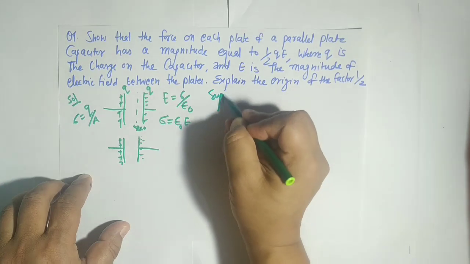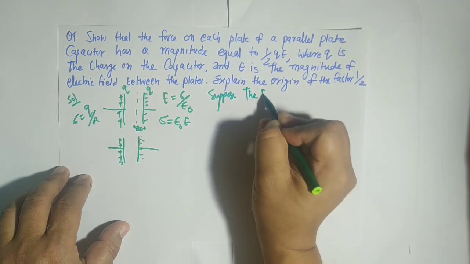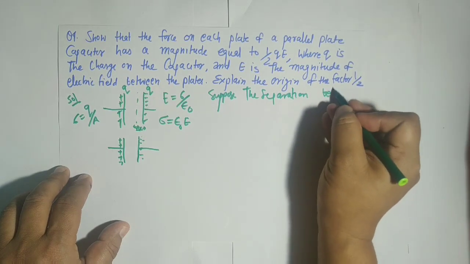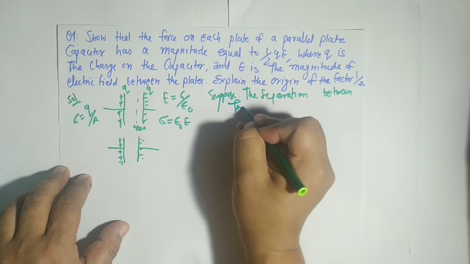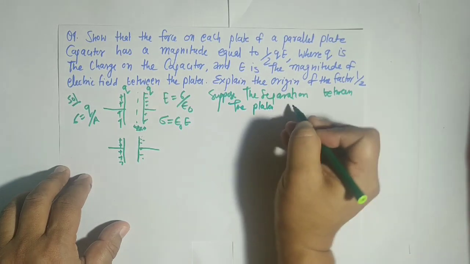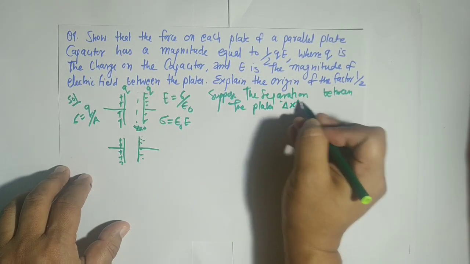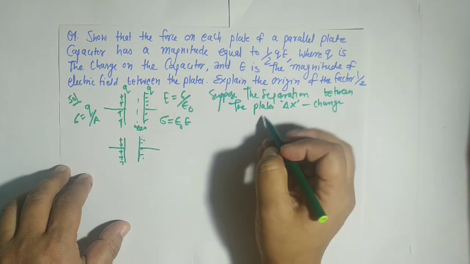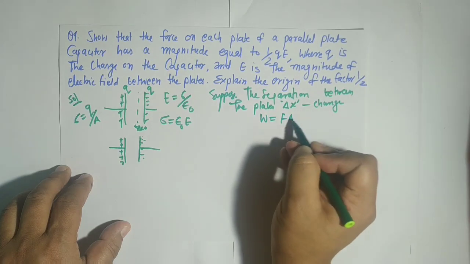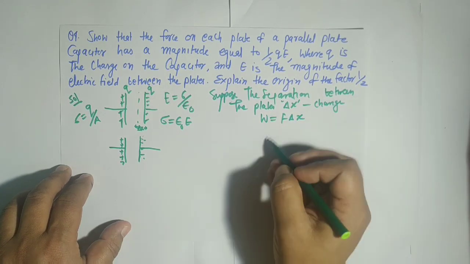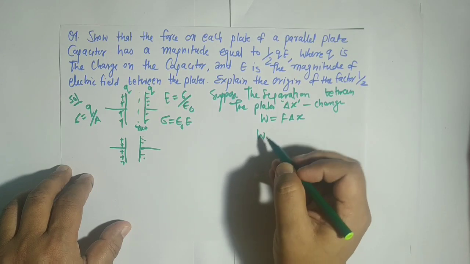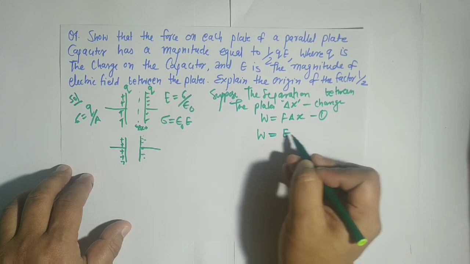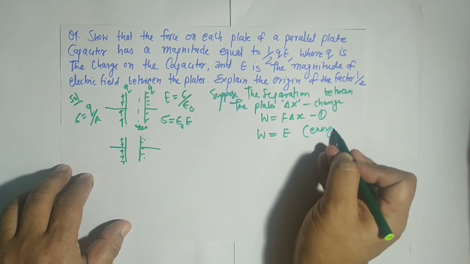Now suppose we say that the separation between the plates changes by delta x. This is the delta x increase or change. So we can say that work is equal to F delta x. Okay, so work done will be F delta x. Now this is the first equation. Now this work is in the form of energy, energy of the capacitor.